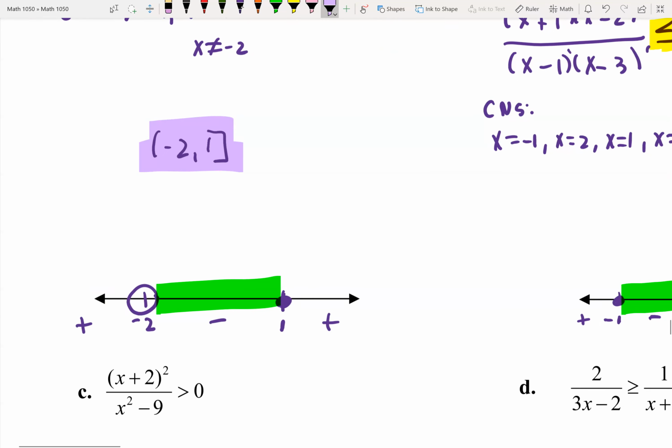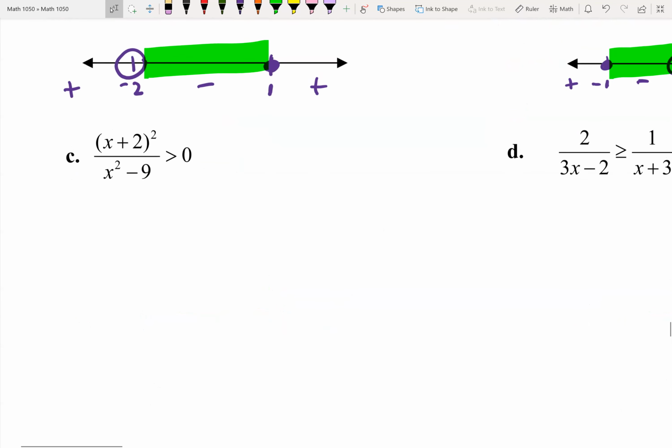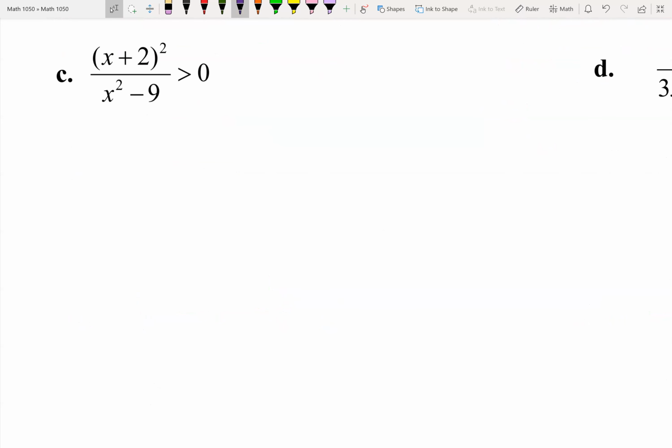Okay, all right, they're going to start getting a little more difficult. This one's not, though. Step number 1, get a 0 on the right, done. Step number 2, get a common denominator. It's not necessary because I don't have two fractions over there to pull together. Step number 3 is to factor. Well, the top is already factored. The bottom factors to x plus 3 times x minus 3.